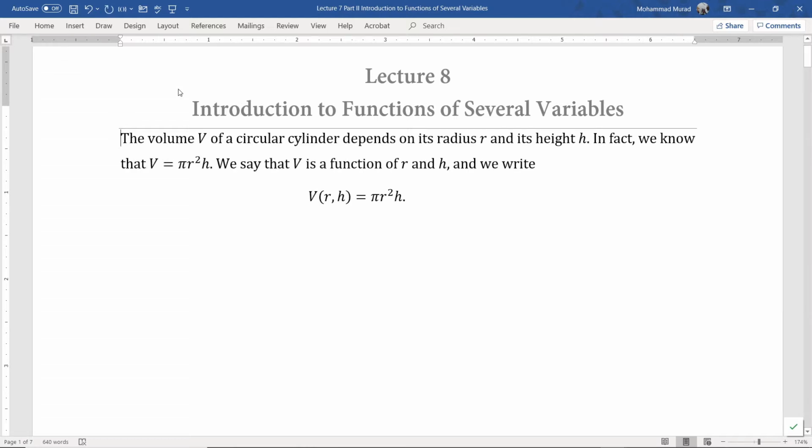The volume of a circular cylinder depends on its radius r and its height h. In fact, we know that the volume is equal to pi r squared h. We say that V is a function of r and h, and we write V of r comma h equals pi r squared h.